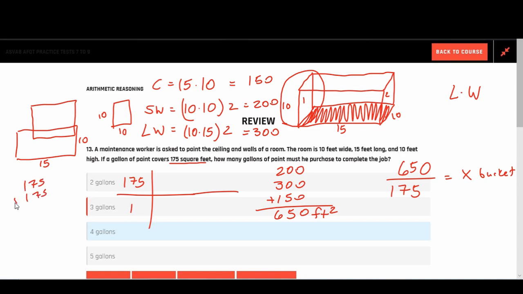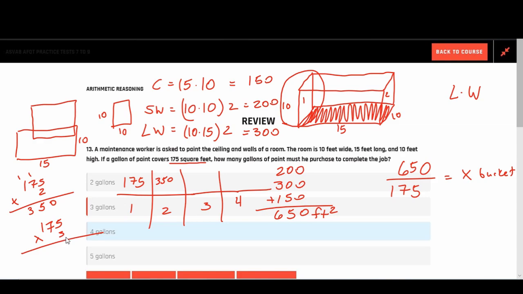175 plus 175 is, again, this would be 2 gallons, 3 gallons, and 4 gallons. To find how many square feet 2 gallons covers, let's do 175 plus 175, or we can do 175 times 2, which is a little bit easier. 5 times 2 is 10, carry the 1. 7 times 2 is 14, plus 1 is 15, carry the 1. 2 times 1 is 2, plus 1 is 3. So this is 350 square feet that 2 gallons of paint covers. To figure out how many square feet 3 gallons of paint covers, 175 times 3. 5 times 3 is 15, carry the 1. 7 times 3, 21, 22, carry the 1. 3 times 1 is 3, plus 1 is 4. So 3 gallons of paint covers 425 square feet.